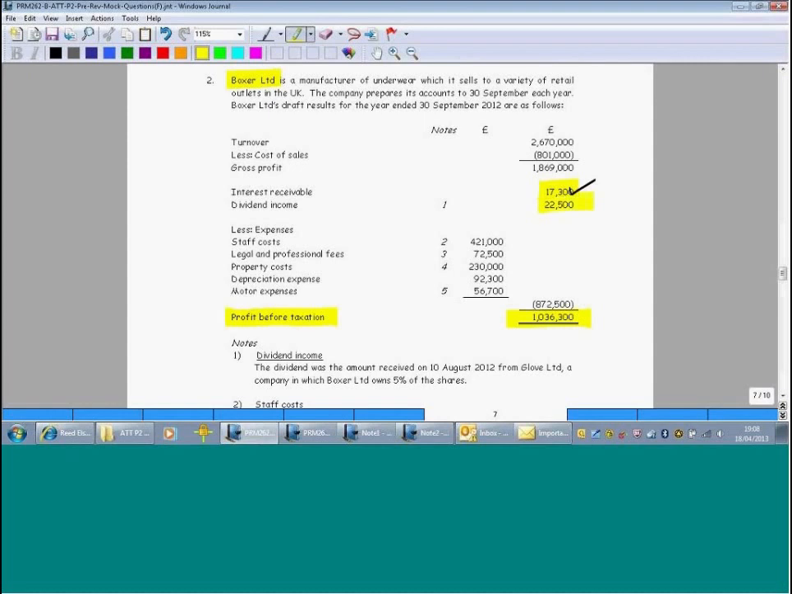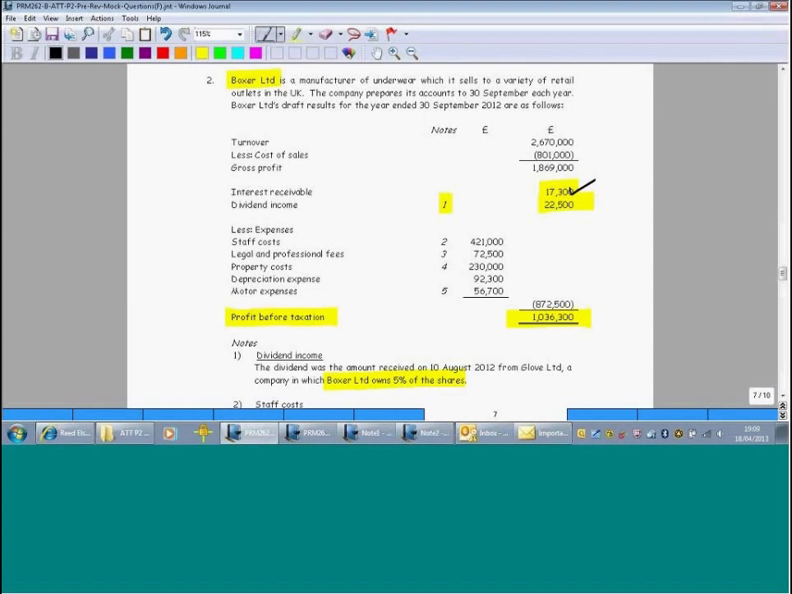So this is dividend income. It shouldn't be part of the trading income of the company. I need to deduct it. And it does refer me to note number 1. And in note number 1, it tells me that these dividends were received on the 10th of August 2012 from Glove Limited, a company in which Boxer only owns 5% of the shares. And the reason that's relevant is because Glove Limited is not an associate of Boxer. Therefore, this dividend income is going to be franked investment income for Boxer.